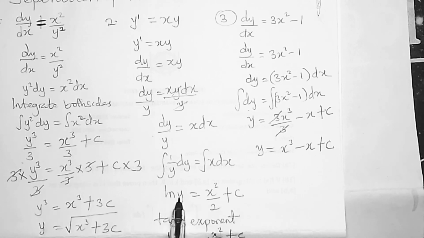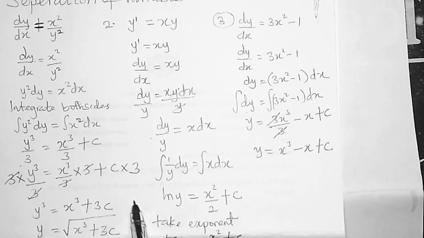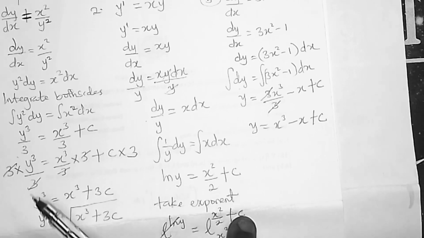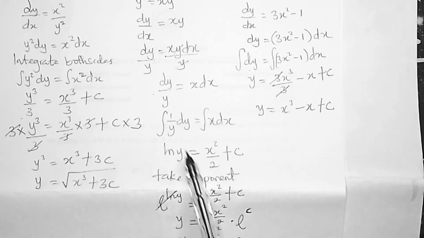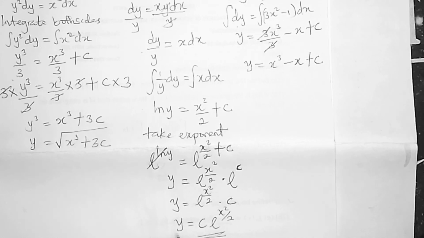Now you want this ln to leave this place because you are looking for y, not ln y. So how will you take this ln out? To take the ln out, you are going to take the exponent of both sides. So you are going to take the exponential of both sides.